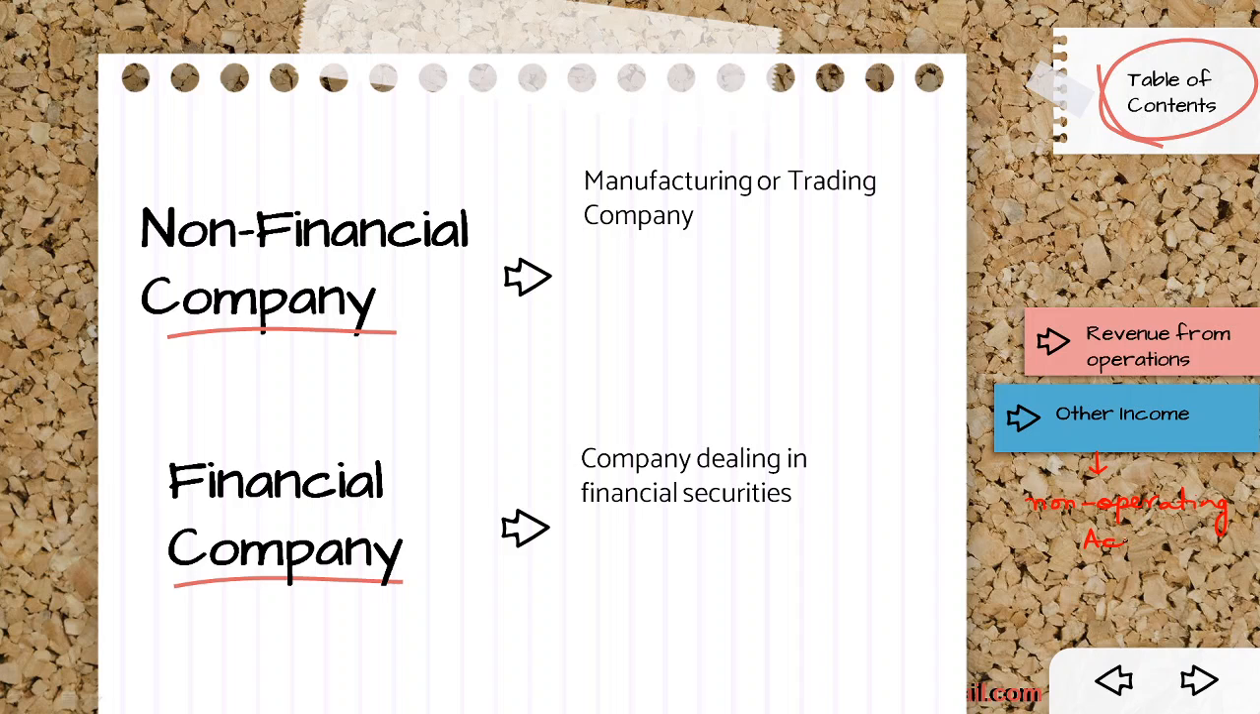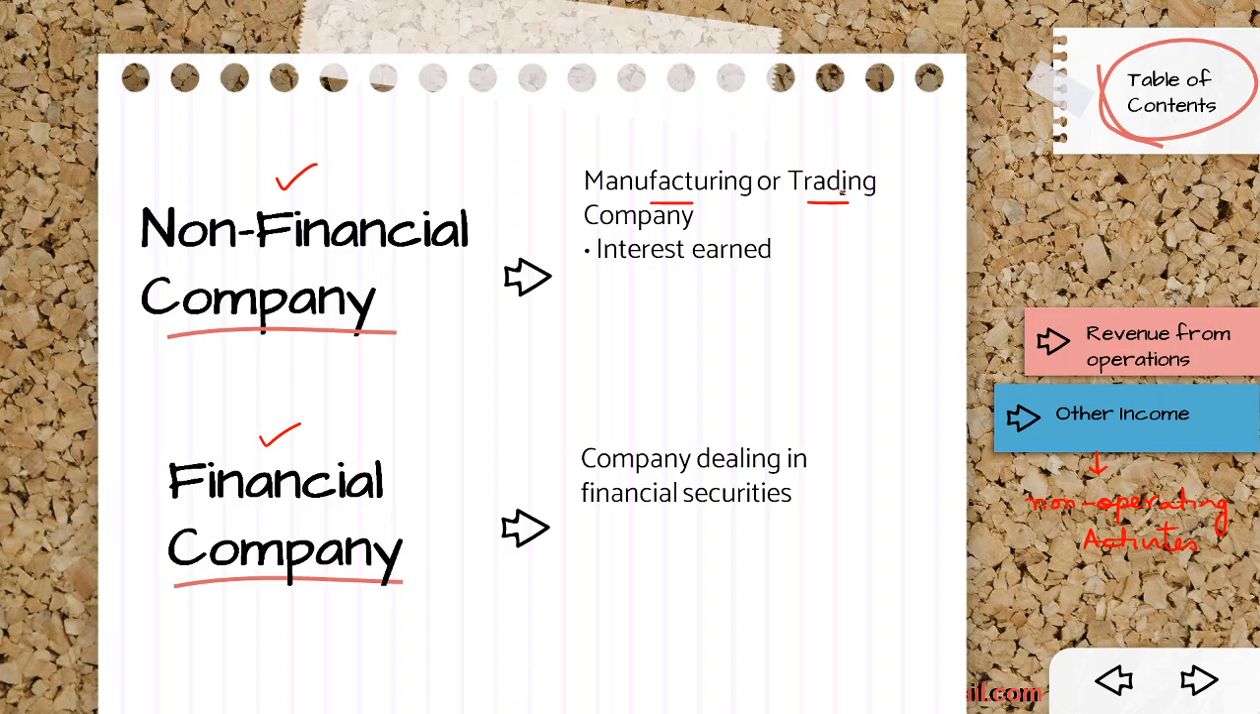Now these non-operating activities may be different for a non-financial company, and for a financial company it will obviously be different. For a non-financial company, that is a manufacturing or a trading company dealing in goods, what will be the other income? Any interest that they earn on debentures they have purchased from some other company. They may also invest in debentures, shares and investments, but that investment is not for operating activities. That investment is for a non-operating activity. Operating activities are those which are linked to the business activities, and non-operating are all other activities.